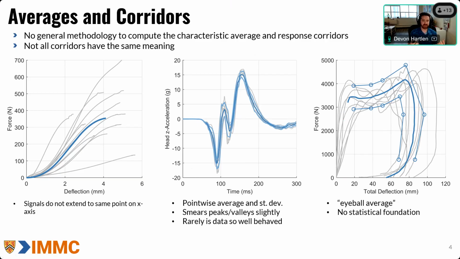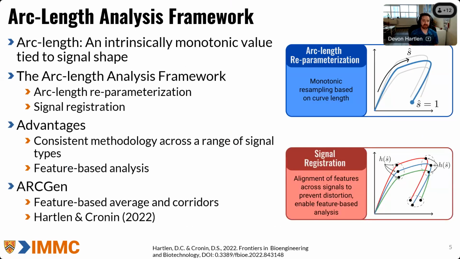And of course, being that subjective, it has no statistical foundation. And so into this is where I helped develop ARCGen. And ARCGen is based on the arc length analysis framework. Now, for those people who might not be aware, arc length is an intrinsic property of a curve that is basically just the length of the curve as we walk along it. And the advantage is it's always going to be monotonic. The length of the curve is always going to increase as we walk along it.